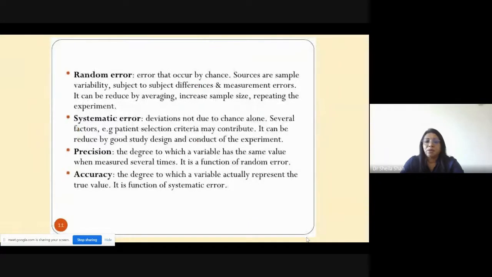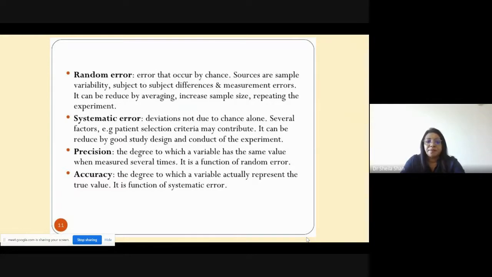So what am I trying to tell you here? What is random error? Random error is error that occurred by chance. Sources are the sample. When the sample is too small or too big, measurement errors will occur, and subject to subject differences. You cannot get the correct people for the study. It can be reduced by averaging, increasing sample size, or repeating the experiment. So to avoid random error, you have to increase your sample size. That is one factor. Other than that, you can repeat the experiment a few times. Okay, that is random error.